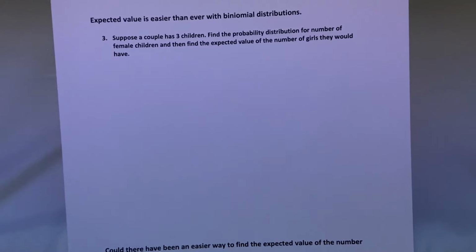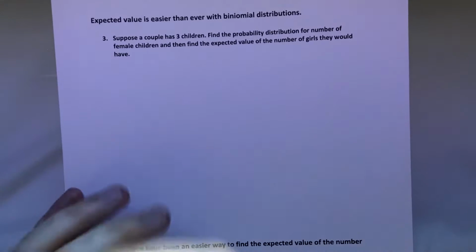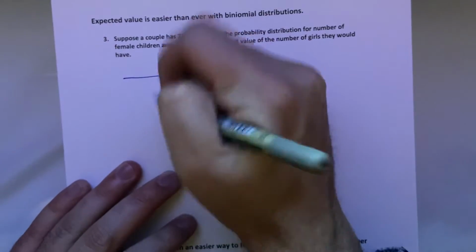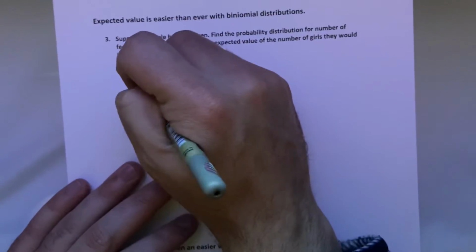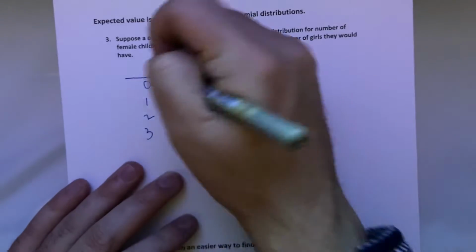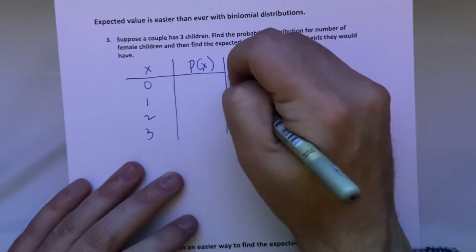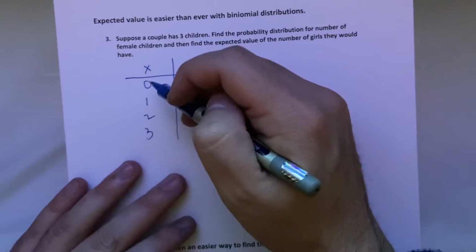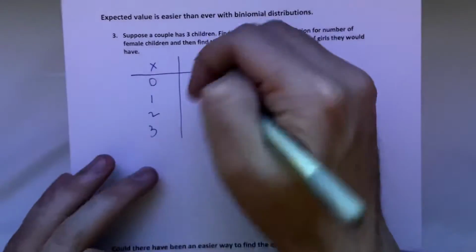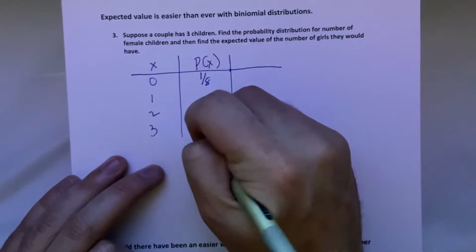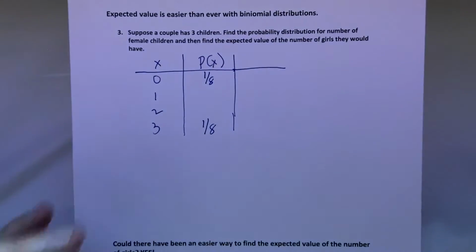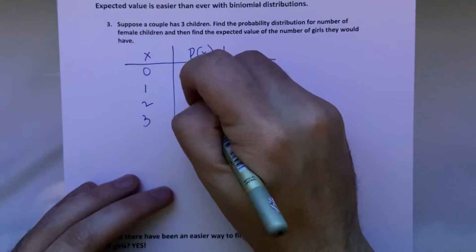Okay, so if we normally do expected value, if you have 3 children, you could have 0, 1, 2, or 3 girls. What's the probability of each of these happening? We'll just kind of fast forward. 0 girls would be 1/2 times 1/2 times 1/2, which is 1/8. Same with 3 girls.